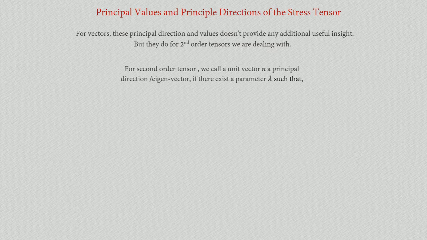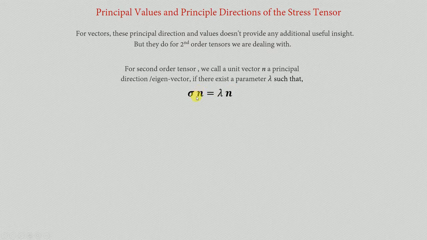Okay, so let us define the principal direction and the principal values as an eigenvalue problem. If there exists a parameter lambda such that sigma operating on n is equal to lambda times n. What does this statement mean? You are inputting a unit normal vector n, you are operating on it with sigma, and what you get out is a scaled version of n.